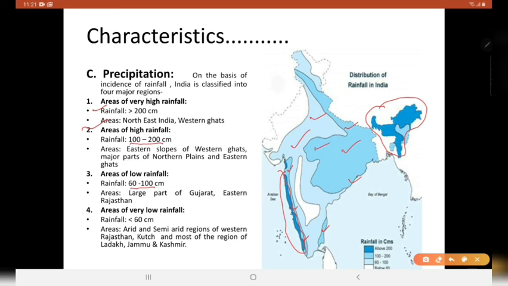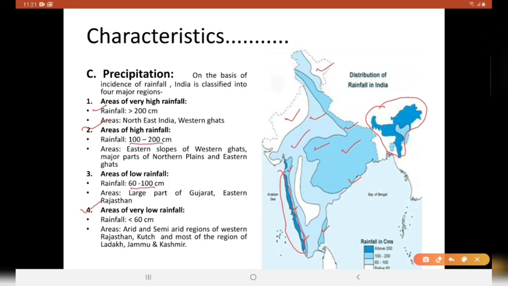And the last one is areas of very low rainfall, where the average annual rainfall is less than 60 centimeters, and the areas which are covered under this are arid and semi-arid regions of western Rajasthan, Kutch, and most of the regions of Ladakh, Jammu and Kashmir. So you can see these are the areas which are covered under this zone.